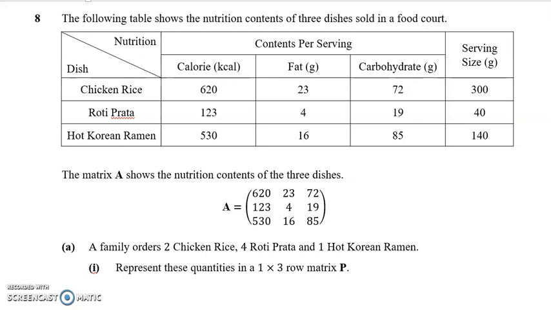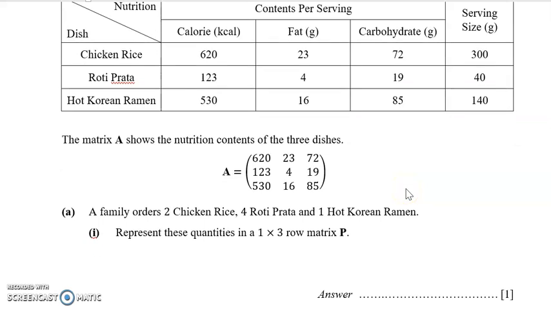In this video, we'll be looking at the MYE Paper 2, question number 8. The table shows the nutrition contents of 3 dishes sold in a food court. We have the calorie, fat, carbohydrate, and the serving size. Matrix A shows the nutrition contents of the 3 dishes.